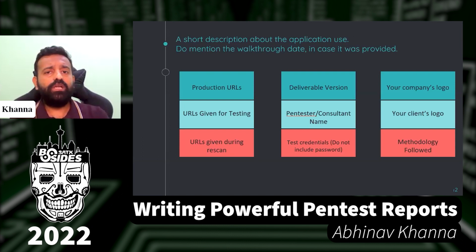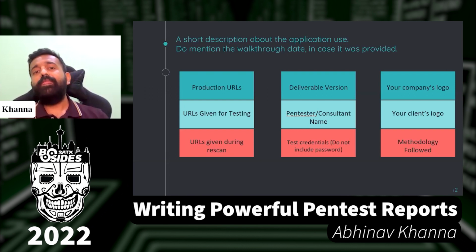I'm not going to go deep into it. Every time you're releasing a report to the client, you need to write the version as version 1, version 2, or V1 or V2, whatever way your company follows. Pentester or consultant's name. Again, that's a given, and I'm not going to go much into it.